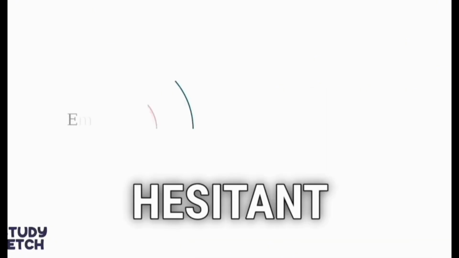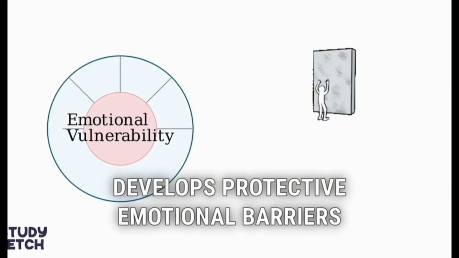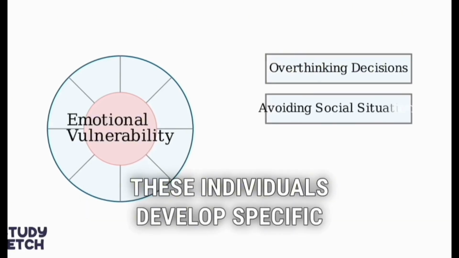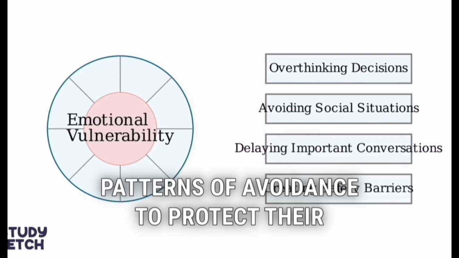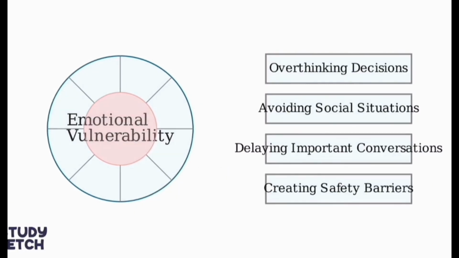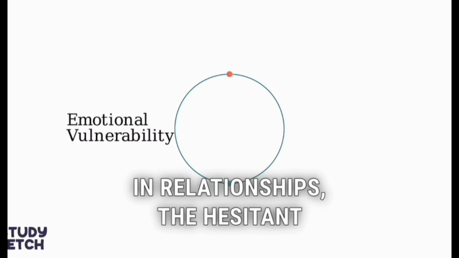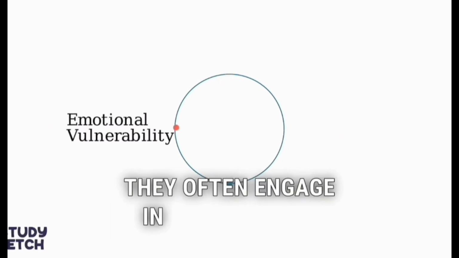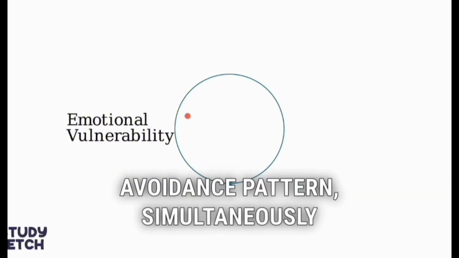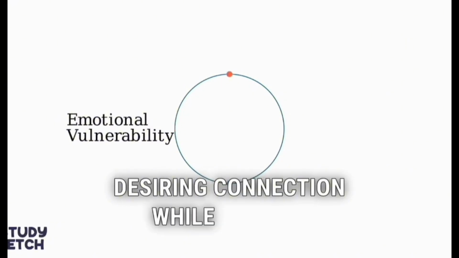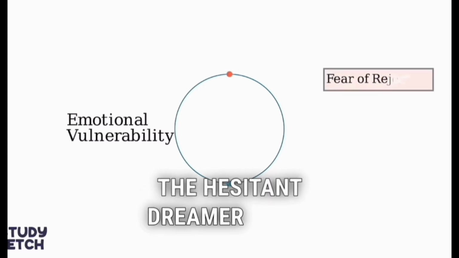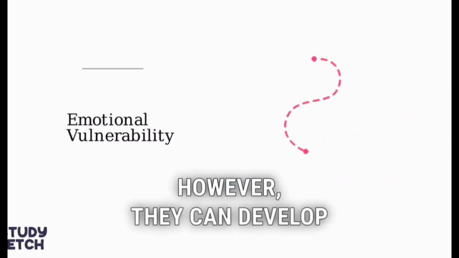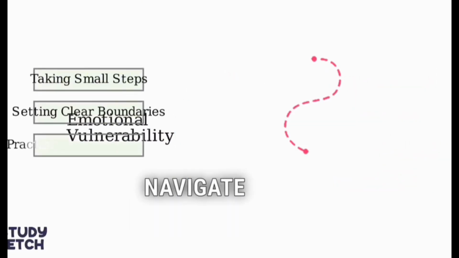The hesitant dreamer develops protective emotional barriers due to past experiences. These individuals develop specific patterns of avoidance to protect their sensitive emotional core. In relationships, the hesitant dreamer maintains a careful emotional distance. They often engage in an approach avoidance pattern, simultaneously desiring connection while fearing vulnerability. The hesitant dreamer faces several key challenges in relationships. However, they can develop healthy coping mechanisms to navigate these challenges.